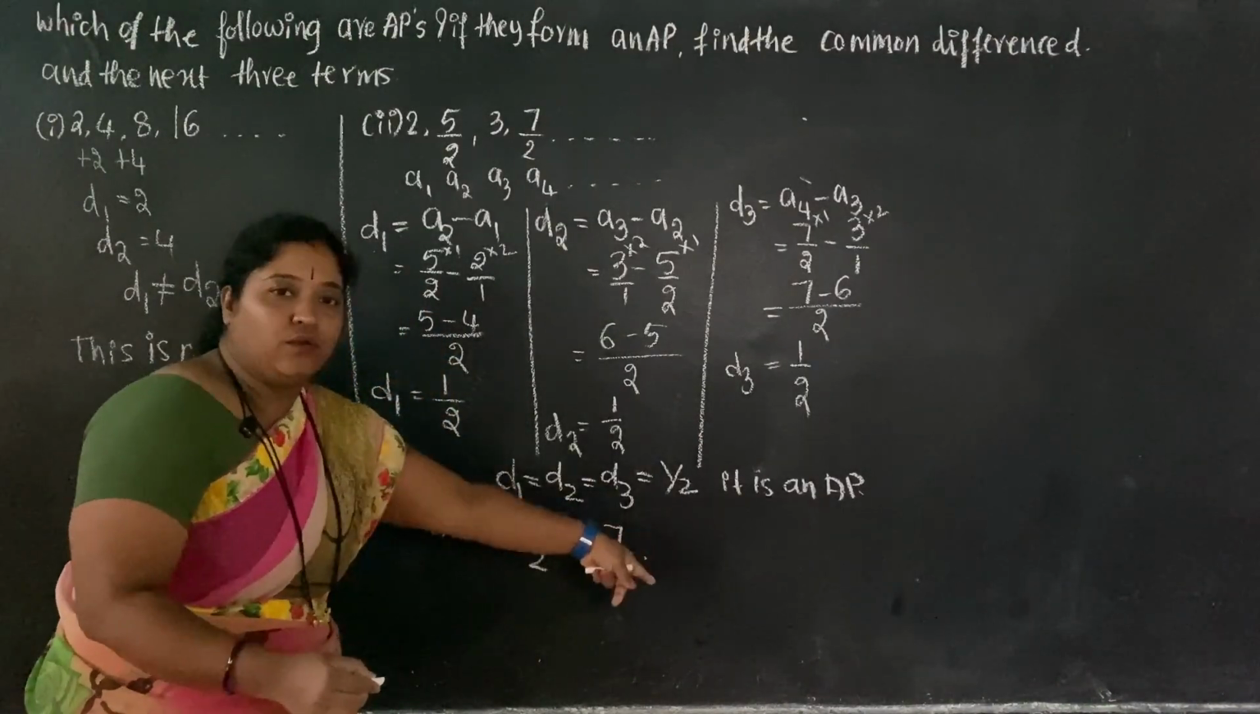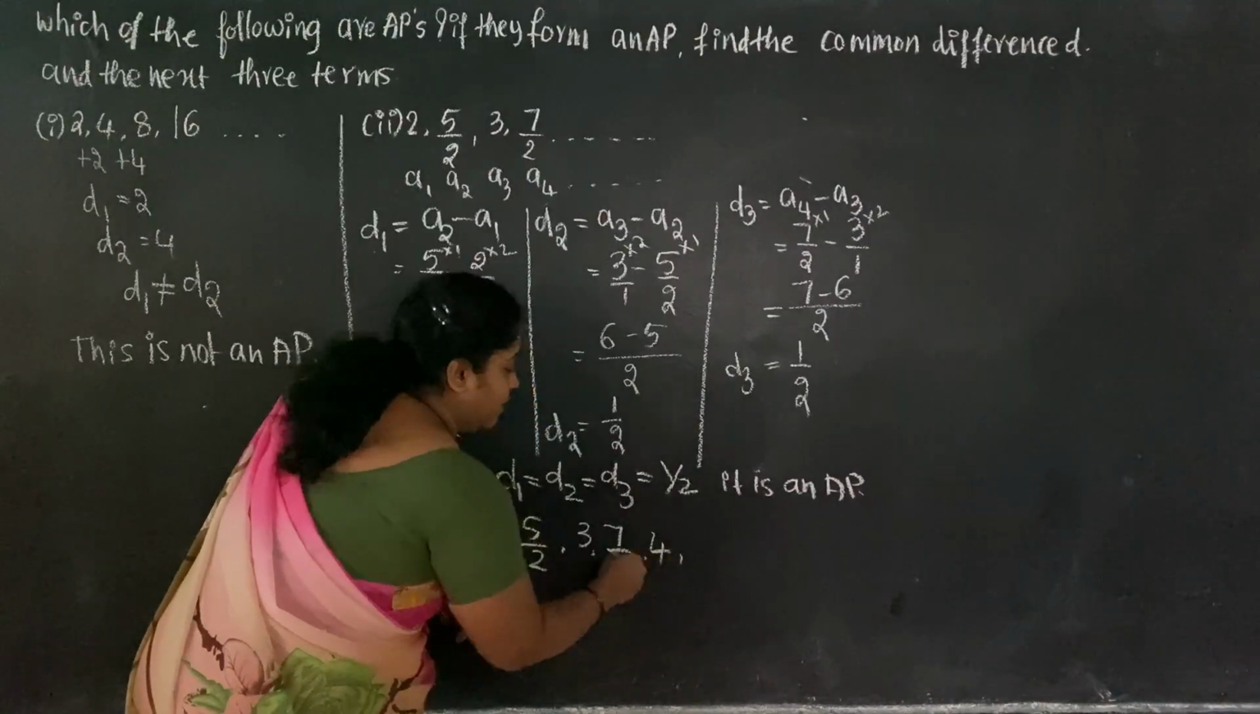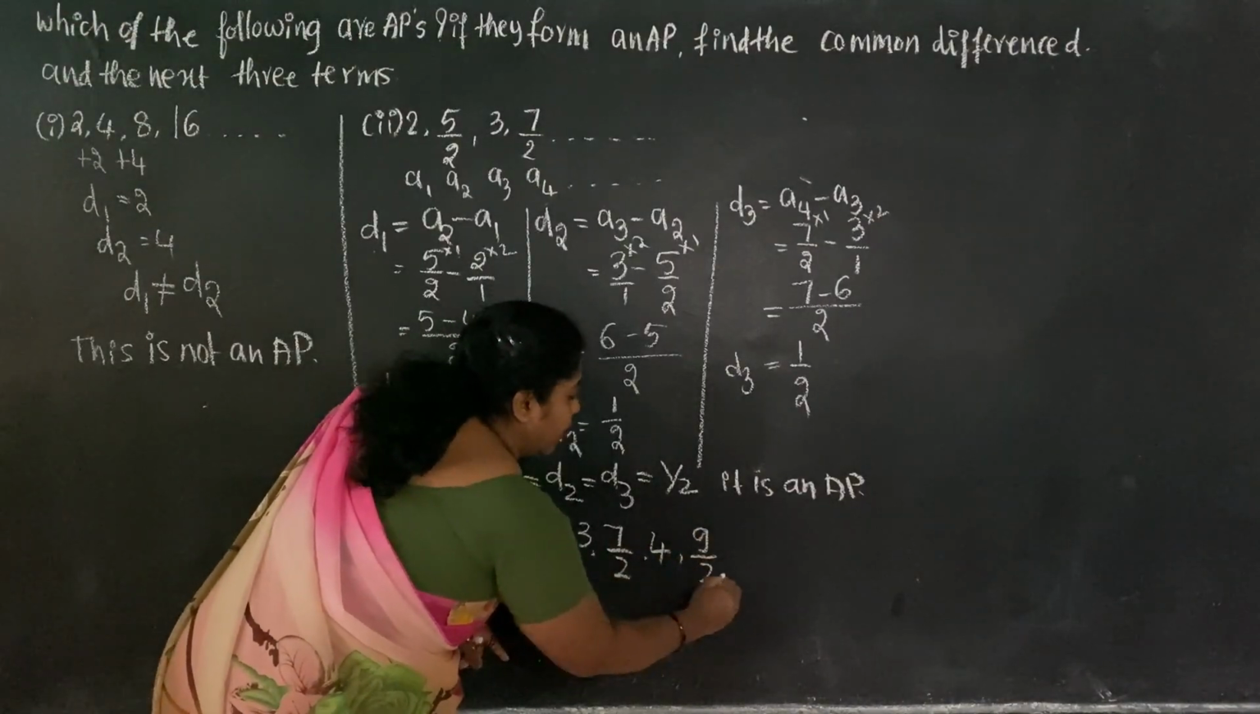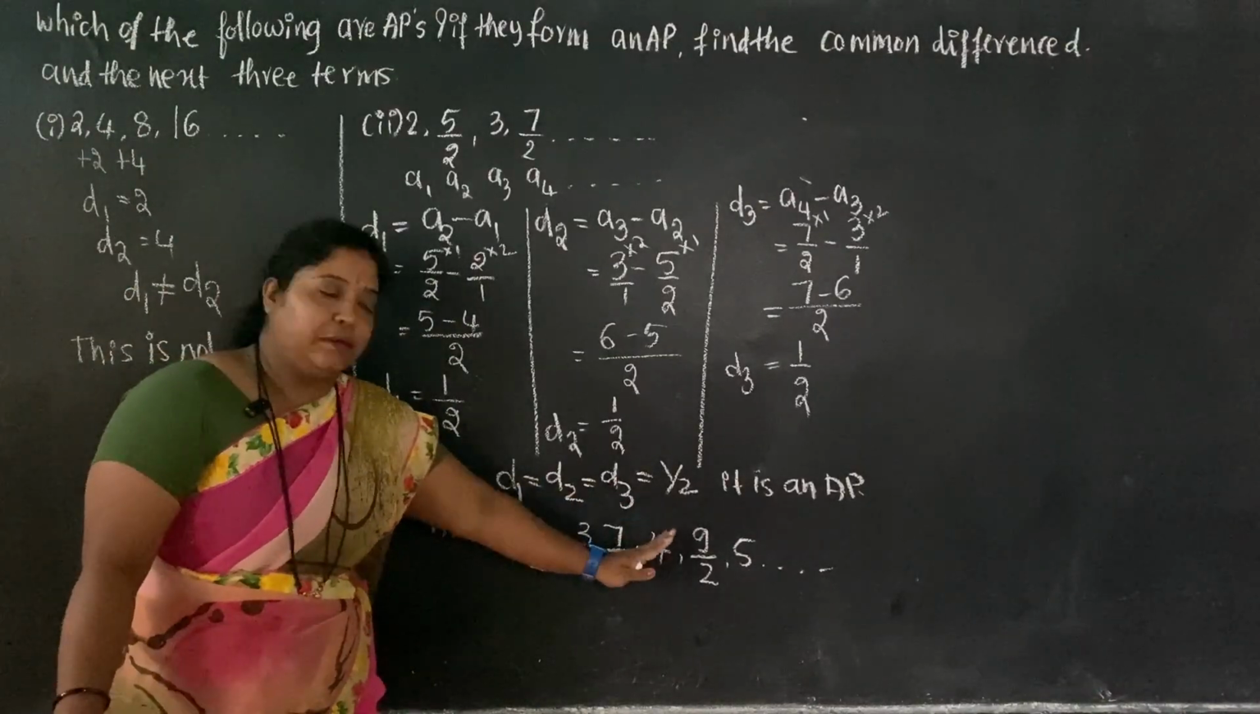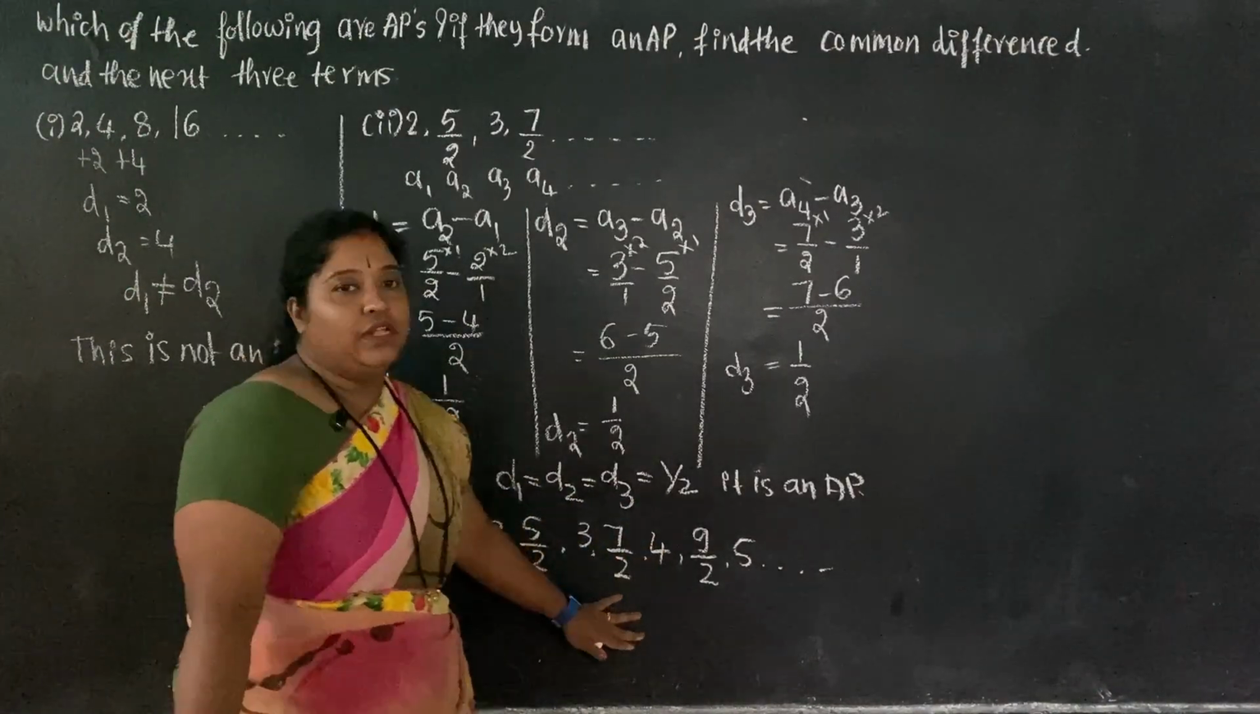Of course 2, 3, after that what is going to come? 4. And after that 7/2, after that what is going to come? 9/2, after that 5. You just have to write it by seeing the arithmetic progression. Understanding? We'll move to the next question.